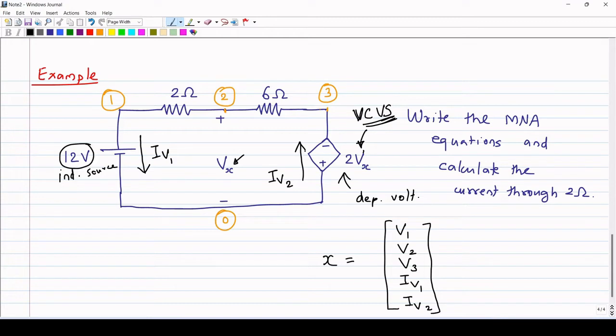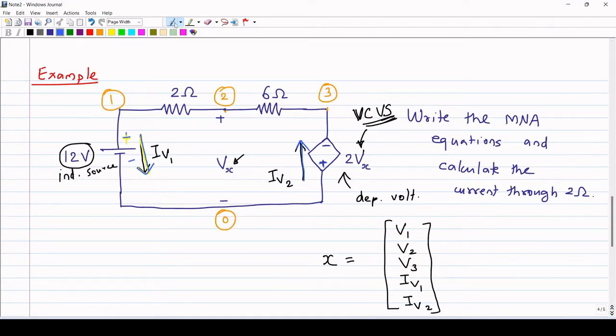The direction of currents should be marked in this way, since we are following the convention from plus to minus. We will mark the direction of currents from plus to minus. So here it will be from top to bottom. Here it is from plus to minus, so it is from bottom to top. Now we can write the KCL equations. So let me copy this circuit.